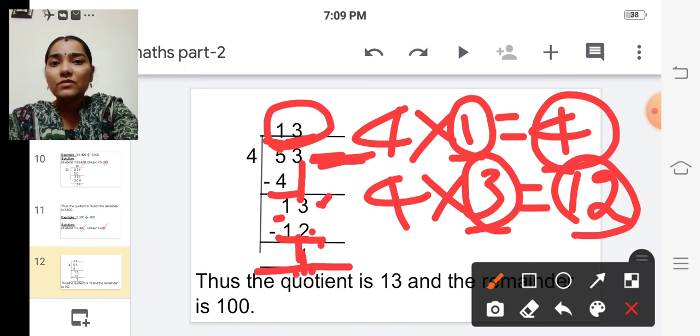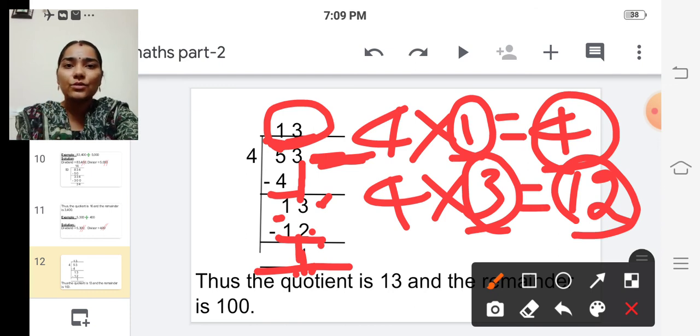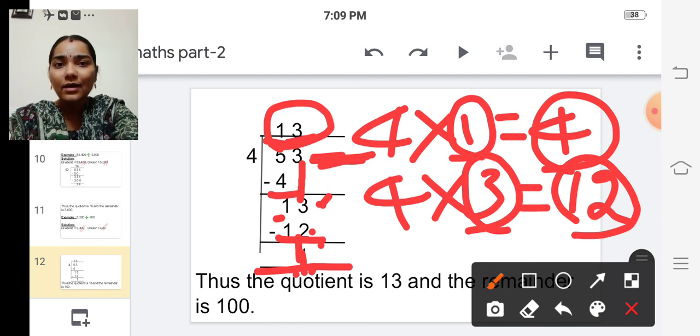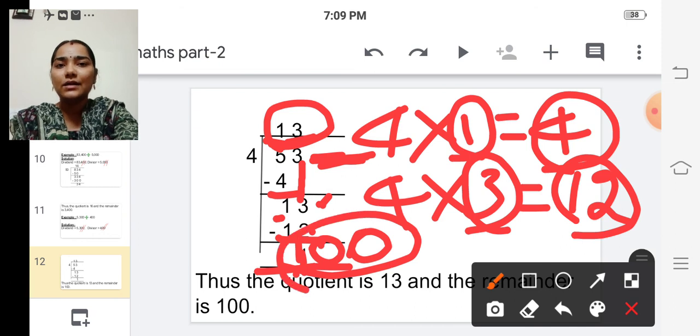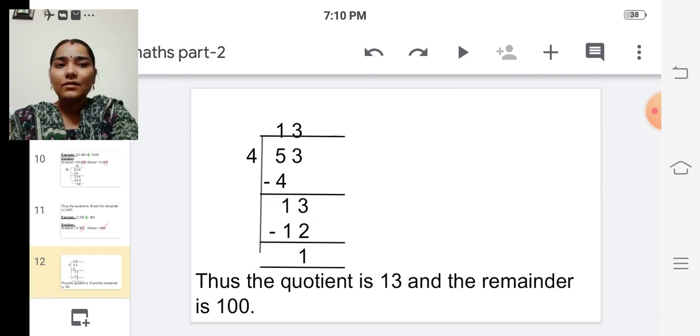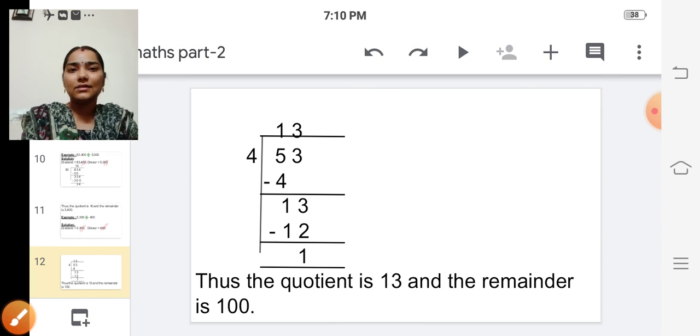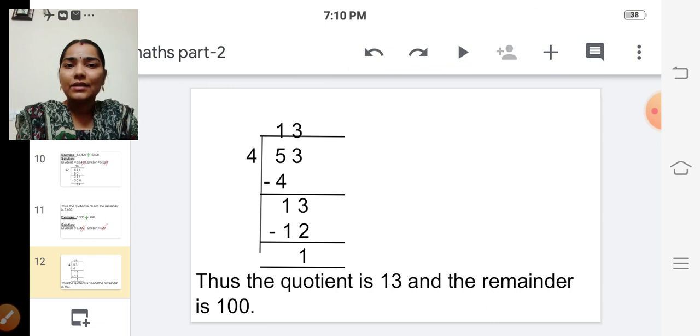And how many zeros we have cancelled? We have cancelled 2 zeros, isn't it? So we have to add those 2 zeros to the remainder. So the remainder becomes 100. Is it clear, children? Don't forget to add the zeros to the remainder. Then only your answer is correct. Okay, children? Thus the quotient is 13 and the remainder is 100.